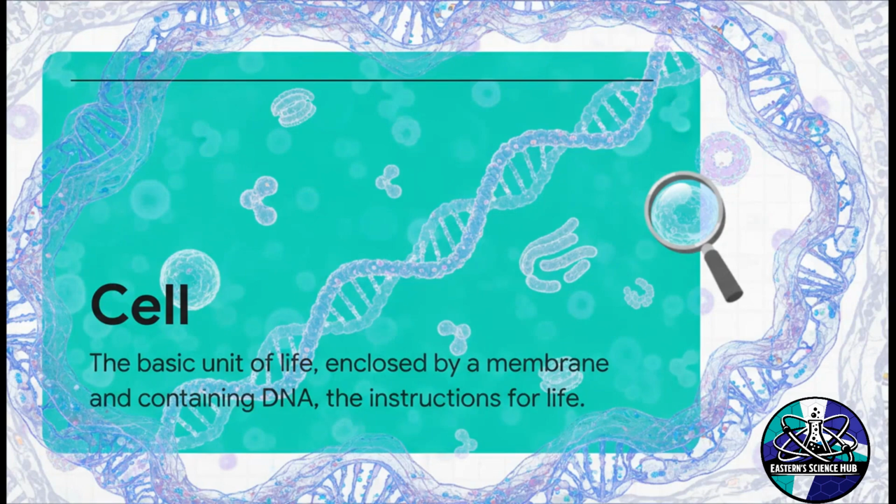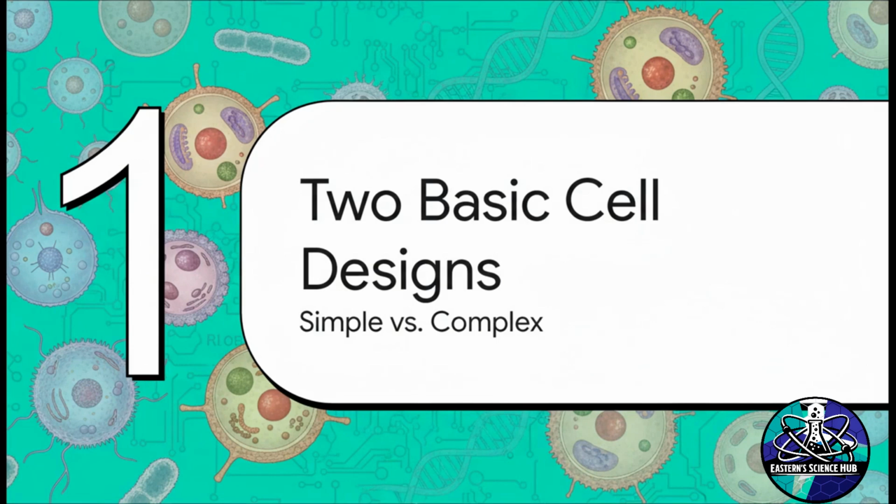So what exactly is a cell? Well, think of it as the smallest possible piece of life. Every single cell, no matter what kind, has two key things. First, it has an outer boundary, kind of like a skin, called a membrane, and that protects it. Second, inside it holds DNA, which is basically the complete set of instructions for how to build and run the entire organism.